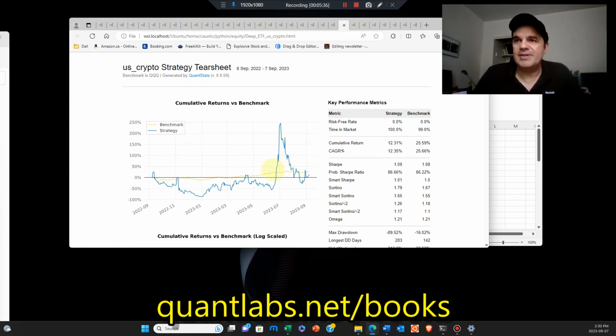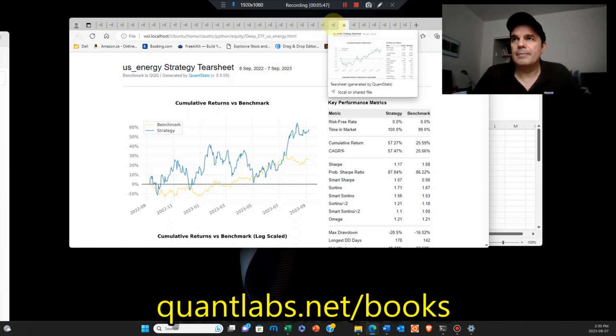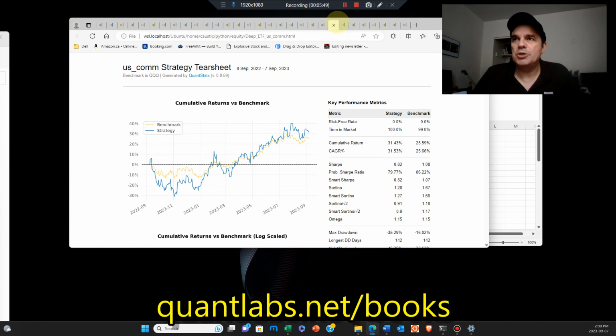Crypto, you can see here it outperformed in July. Early part of August, it's underperforming, so that's a no-go. So all crypto is not to be considered here. A lot of that's Grayscale. Communications, no good.